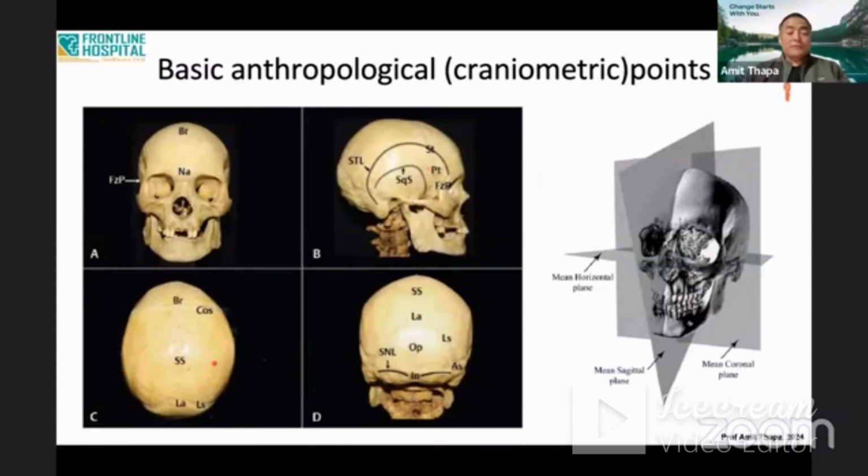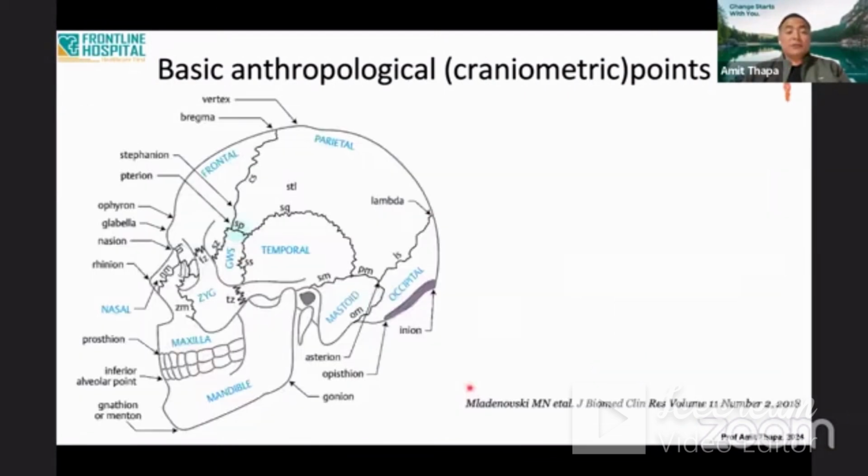Then when we look from above, we have the frontal and parietal bossing on either side, which is also known as the euryon. Then we have the coronal suture, the lambdoid suture, and in the midline the sagittal suture. So these are the important craniometric points which everyone should know before we embark on this journey.